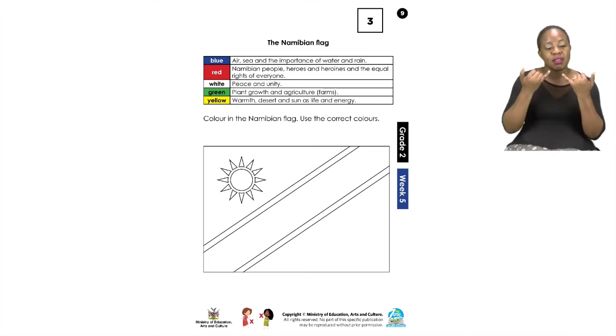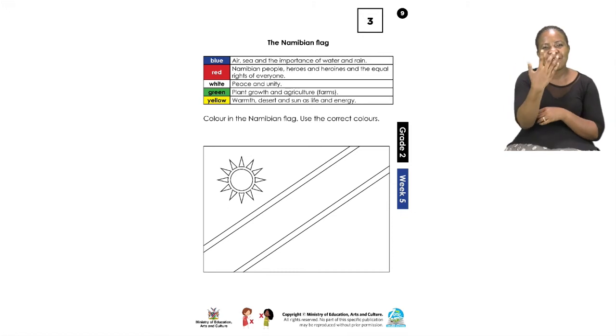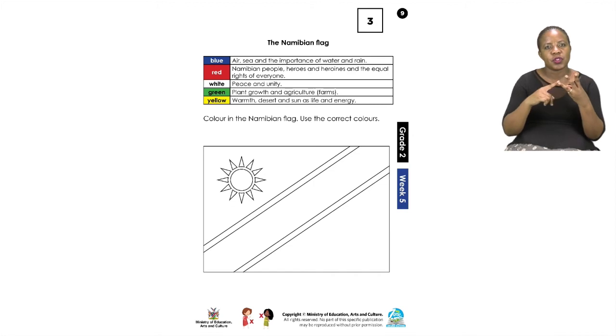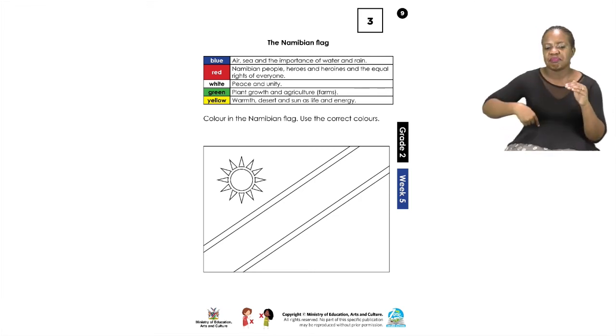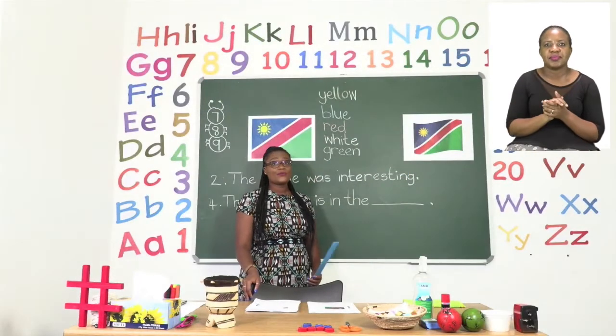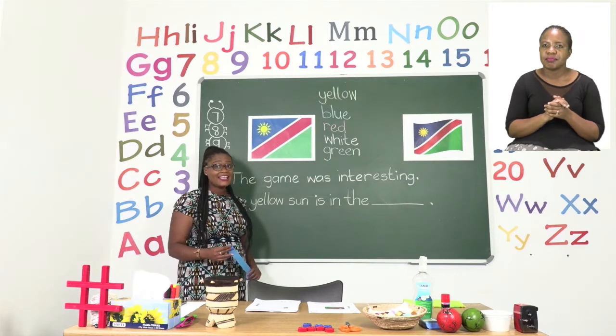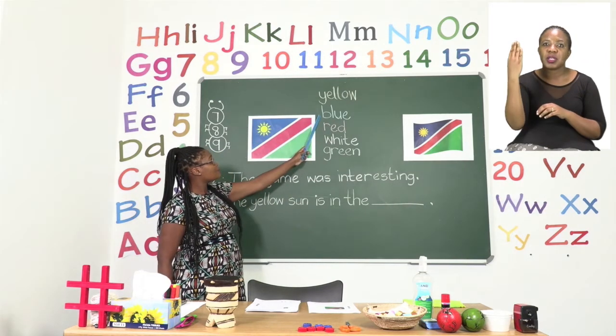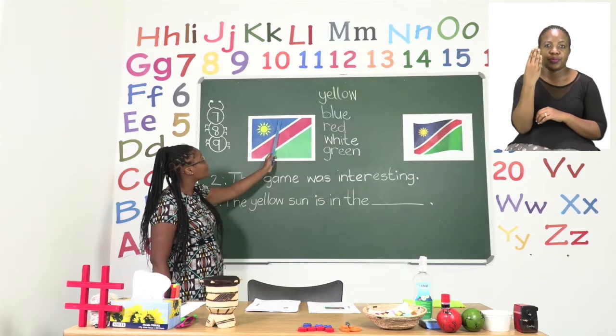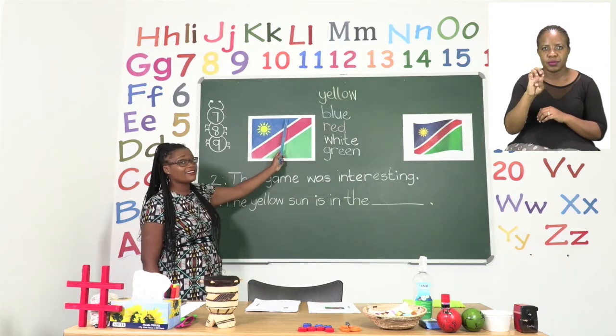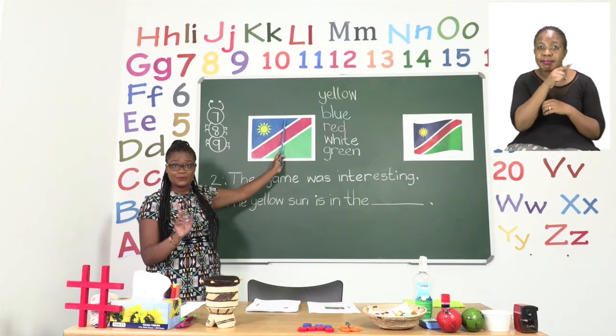You must use only these 5 colors. Please, boys and girls, because if you don't use these colors, then this will not be the Namibian flag. Let's take a look at the board so that we know where we are putting our colors. Now, the first color that we had is blue. The blue is going to be on this side of the flag. Take a look at your booklet and you will see.